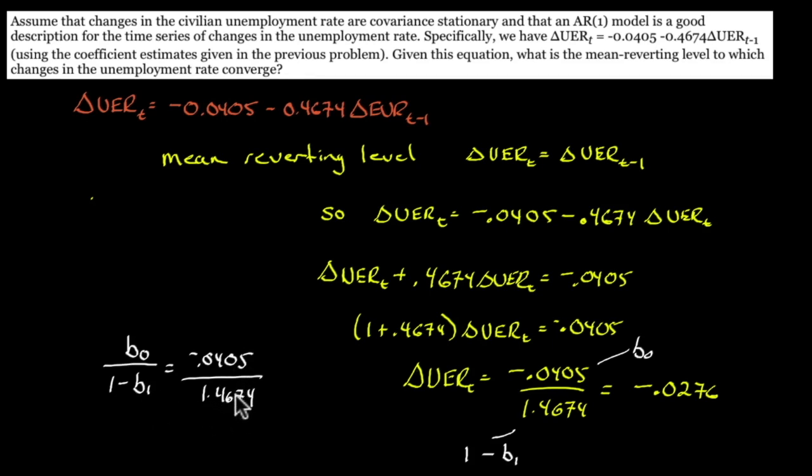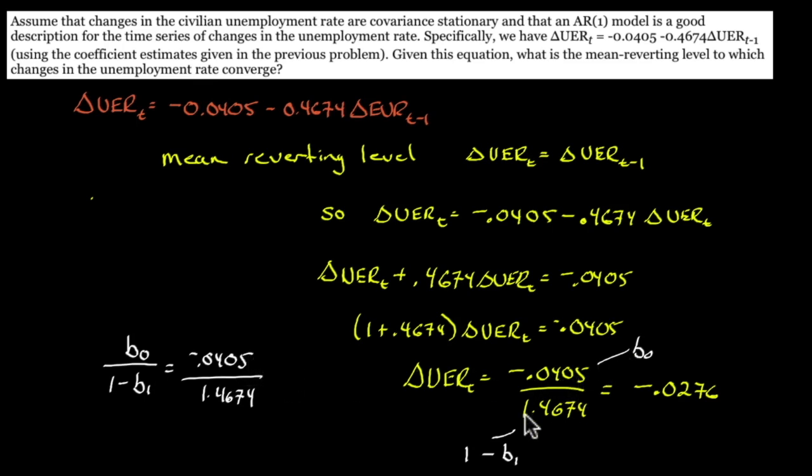1.4674. So we could just calculate it this way, or we can say at a mean reverting level, the first difference at time period t will equal the first difference at time period t minus 1. And we know that the change in UER at t equals all of this up here. And since the change in UER at t will equal the change at t minus 1, for the lagged term we'll just substitute in the change at t. Isolate, solve, we get negative 0.0276. When I say isolate and solve, all you're doing is just bringing this over to the other side and using algebra.